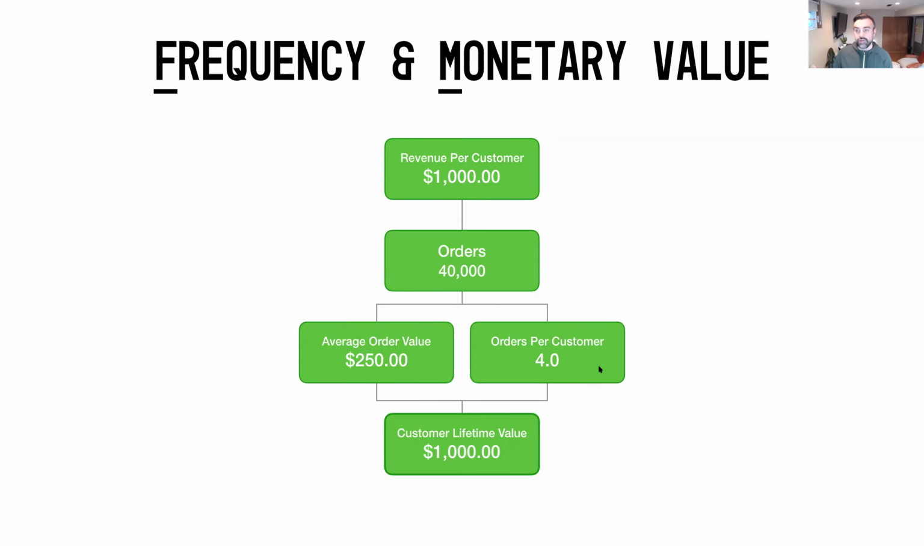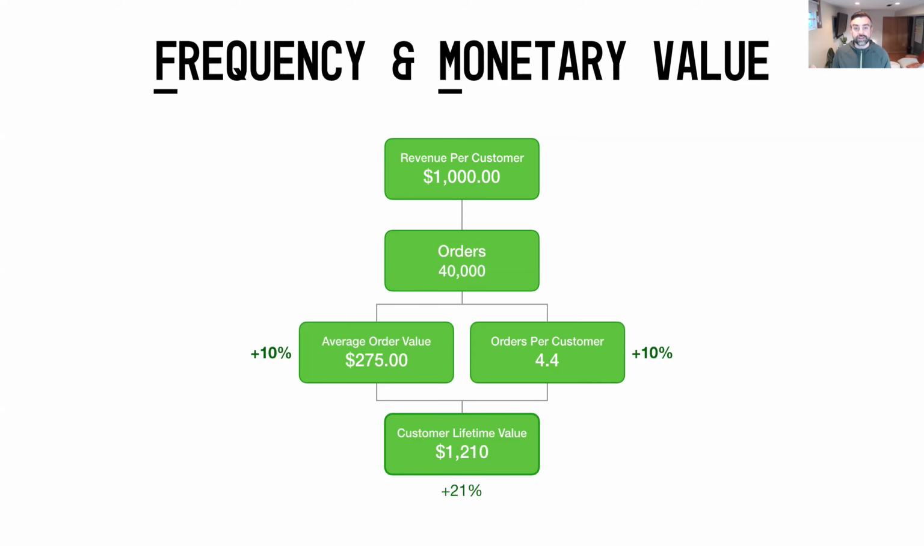Now we looked at a few different ways that you were able to increase either the orders per customer or the average order value, which would arrive at an increased customer lifetime value. So basically by increasing the orders per customer, that frequency, or on the flip side, by increasing the average order value, or the monetary value, you can arrive at a higher top line we would call customer lifetime value.